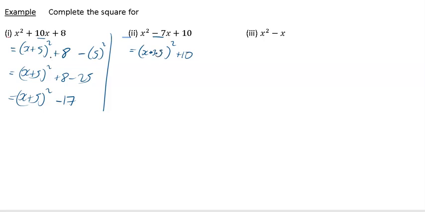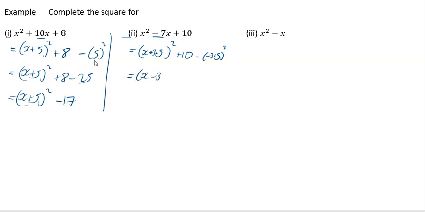So notice what we did in the first one, you did your 10, and you divided it by 2 to give you the 5, so that goes inside the bracket. And then you also need to remember to take away the 5 squared. So over here, we need to remember that we're taking away the minus 3.5 squared. Now, write it that way, please. That is correct. That's the correct way to do it. And then we'll go to the next line.